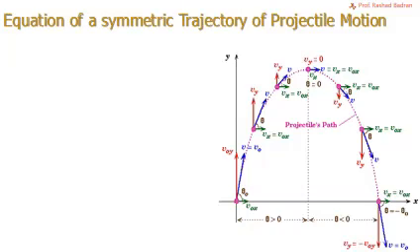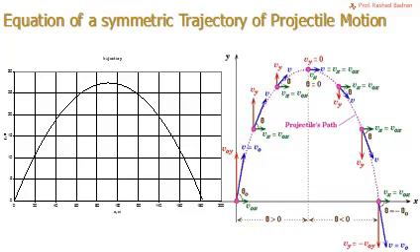Now for this symmetric trajectory of projectile motion, we managed to find the equation of trajectory as a parabola. As you can see, as I said before, at each instant of time in this path of motion for a projectile, you have an x and y position, and you can find for each x a corresponding y as well.